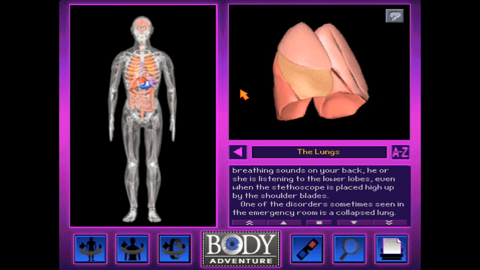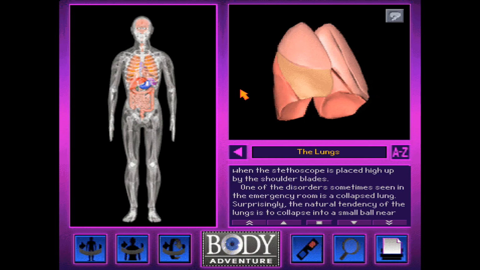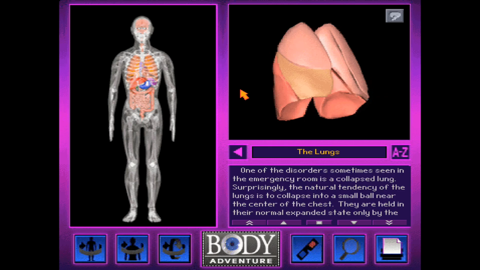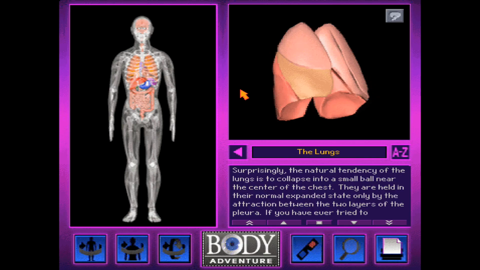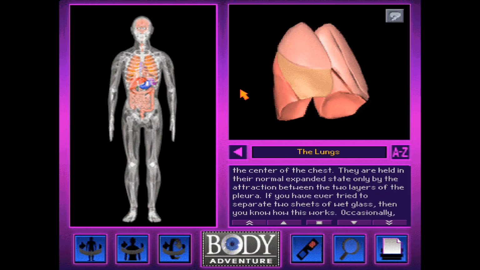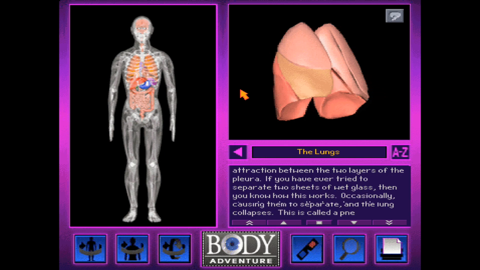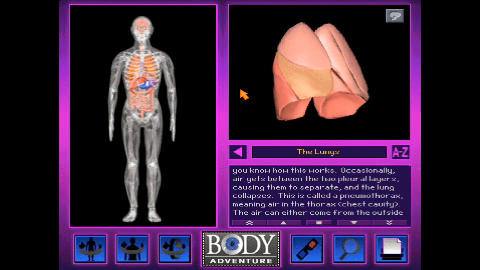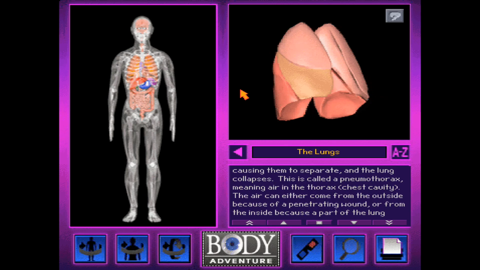One of the disorders sometimes seen in the emergency room is collapse of the lung. Surprisingly, the natural tendency of the lungs is to collapse into a small ball near the center of the chest. They are held in their normal expanded state only by the attraction between the two layers of the pleura. If you have ever tried to separate two sheets of wet glass, then you know how this works. Occasionally, air gets between the two pleural layers, causing them to separate, and the lung collapses. This is called a pneumothorax, meaning air in the thorax, chest cavity.